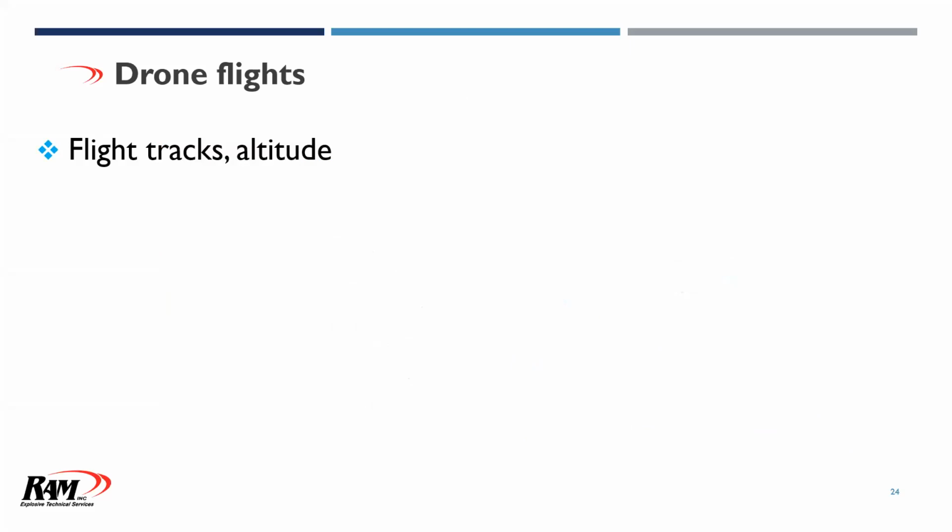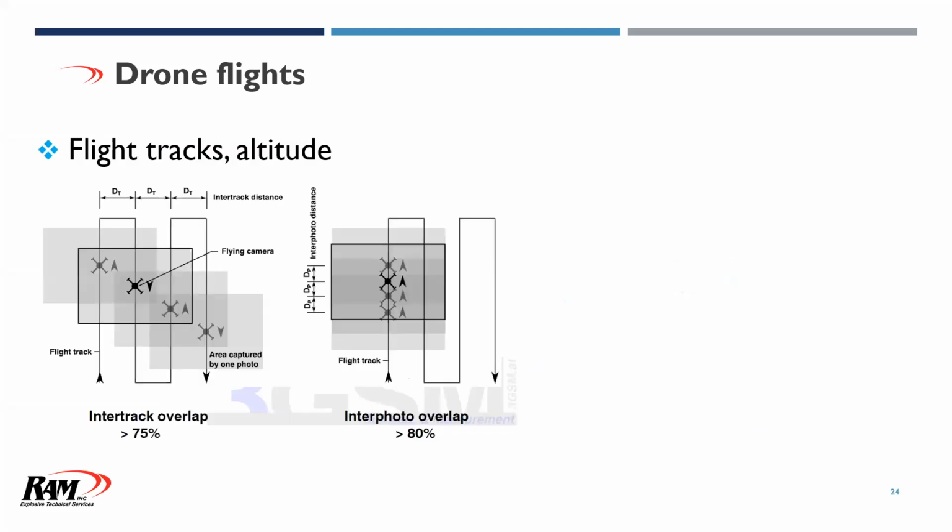Here you can see the flight tracks, and again, altitude is very critical. The higher the altitude, AGL, above ground level, the bigger the footprint, but the lower the resolution. So when we're looking at the flight tracks, our biggest concern is to make sure we have adequate overlap. And again, what we're looking for is about an 80 to 90% overlap. It's possible to get maybe less than that, but the key thing here is we want to make sure that the model does not have any gaps in it.